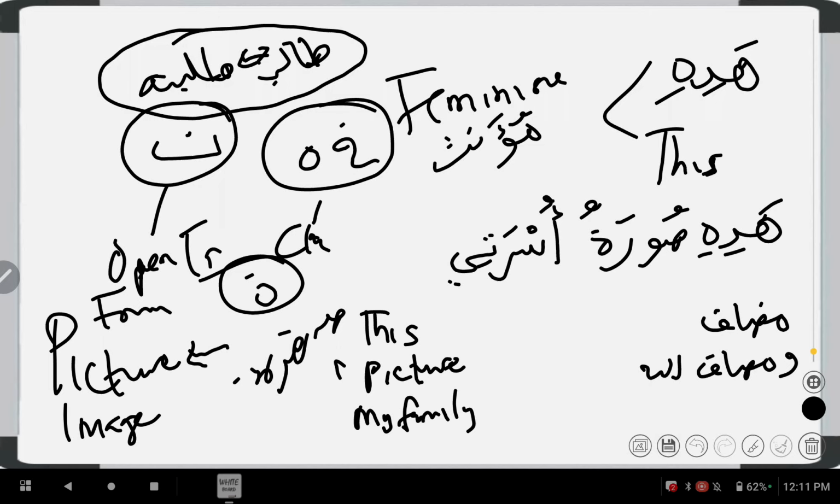But before we go there, we are going to learn mudafun and mudafu ilayhi briefly, so that we can understand it, inshallah. In our conversation, we need to bring two words together to make one, many times. So we said, Muhammad's book.